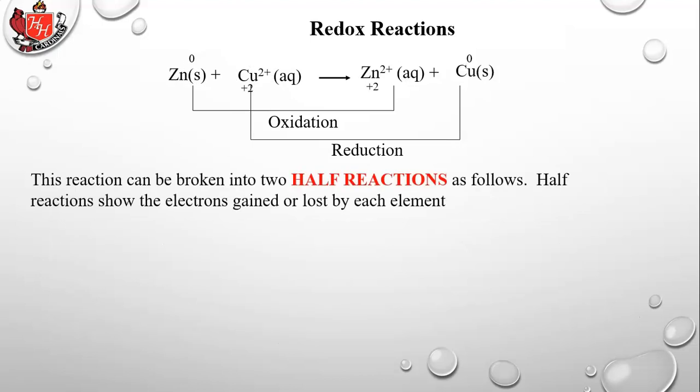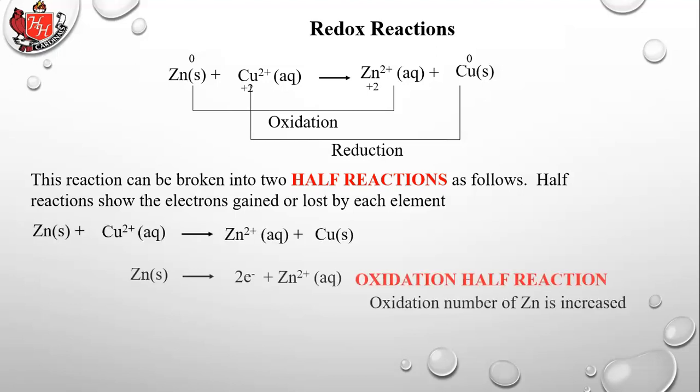This reaction can be broken into two half reactions as follows. Half reactions show the electrons gained or lost by each element. And this is an important part in understanding how batteries work. So if you take that reaction up above, there it is, rewritten. So you can write the oxidation half of the reaction. That's zinc that's being oxidized.